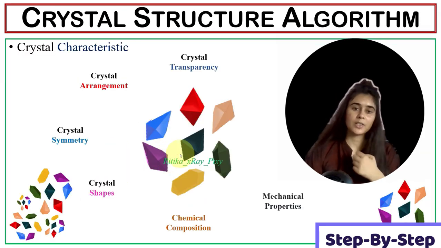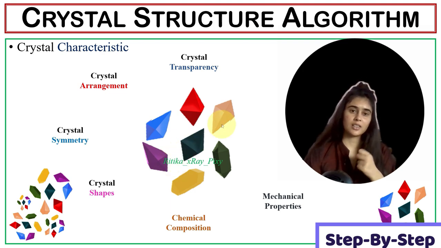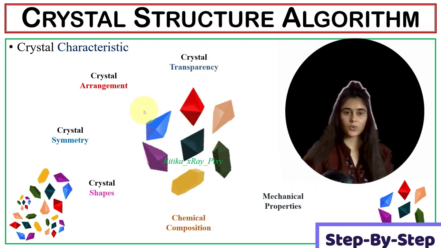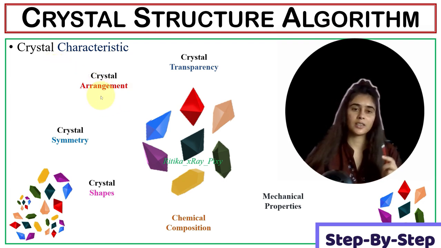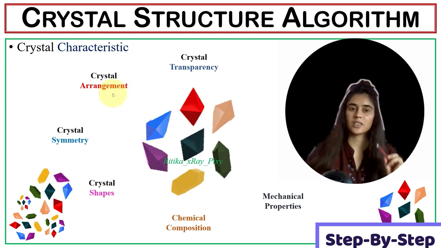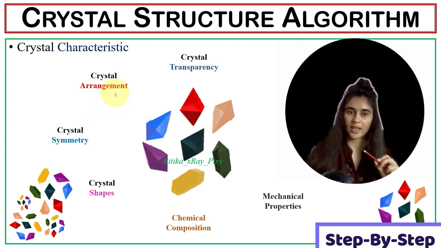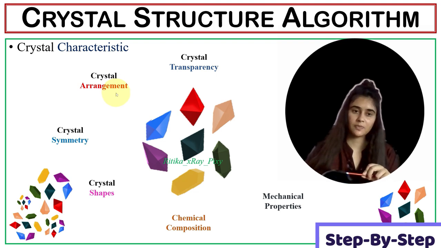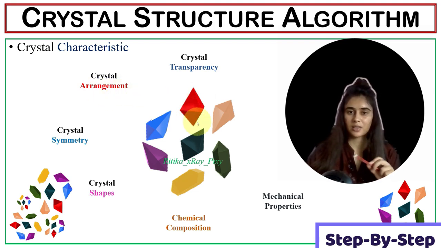Next, we have different key characteristics of crystals, like their symmetry, different shapes, the material used, mechanical properties, arrangement, and transparency. So first we have the crystal arrangement. As we already discussed in the crystal formation process, different atoms, molecules or ions are arranged in crystals in precise and repeating patterns that form the crystal structure.